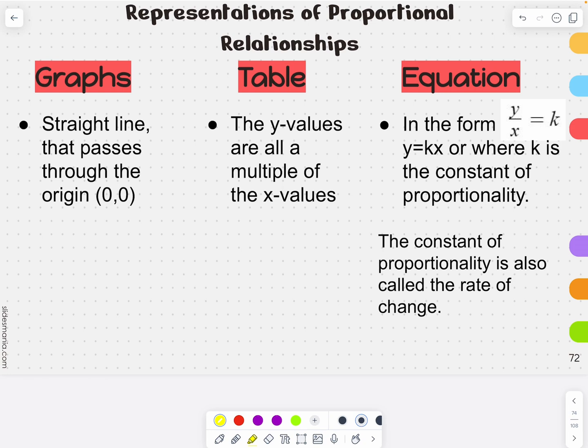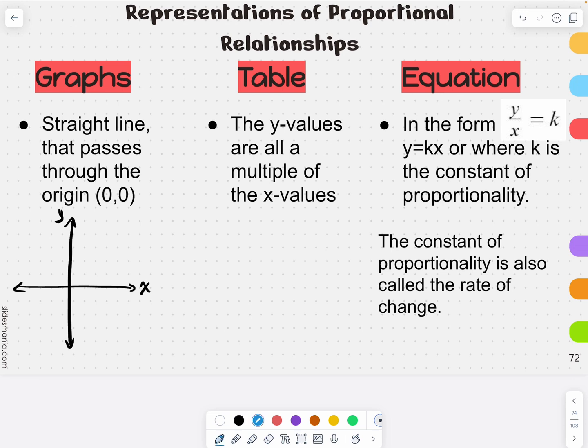Constants of proportionality or proportional relationships can be seen in three forms. They can be seen from a graph, from a table, or from an equation. In a graph, you've got your y-axis and your x-axis.